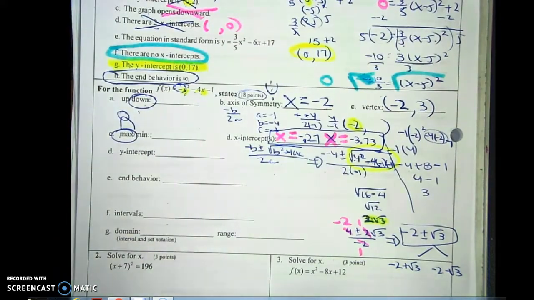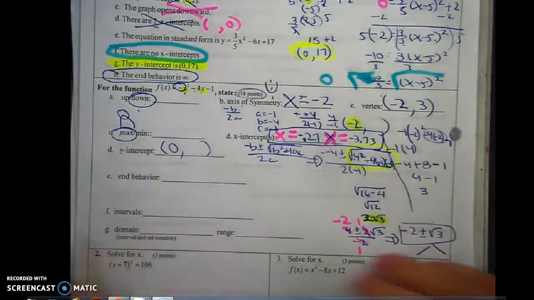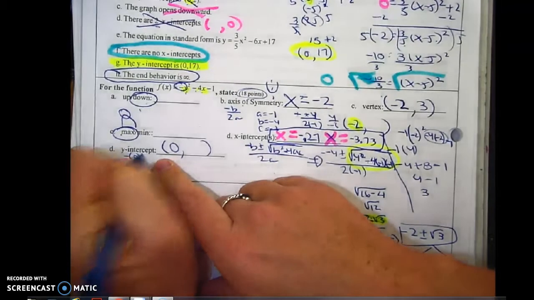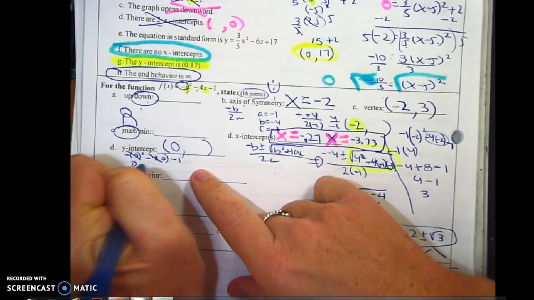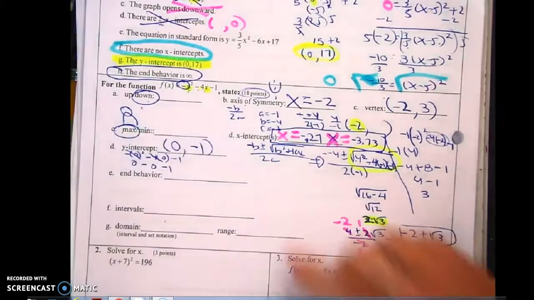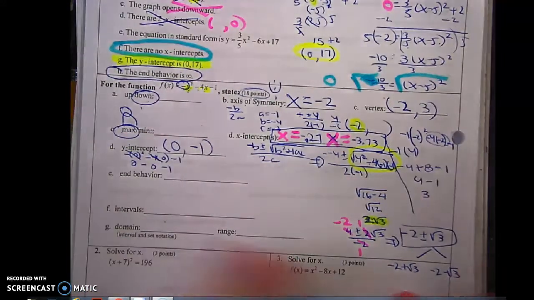Okay, the y-intercept, I plug in 0. So I'm going to go negative 0 squared minus 4 times 0 minus 1. Anything times 0, 0 times 0, 0. All I'm left with is negative 1. Show that work, please. The end behavior.